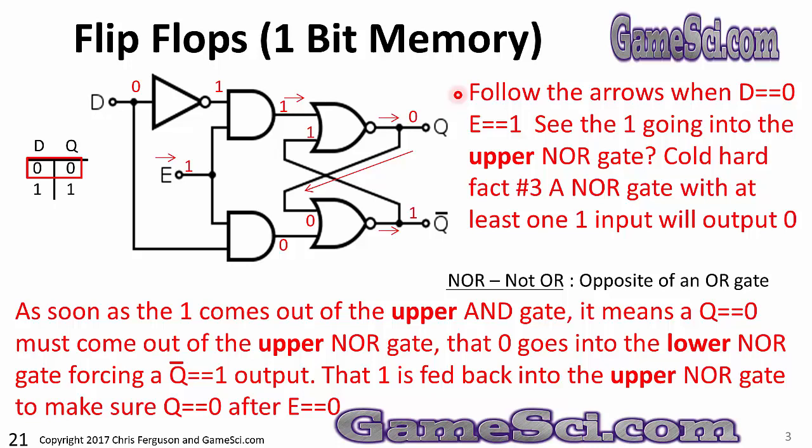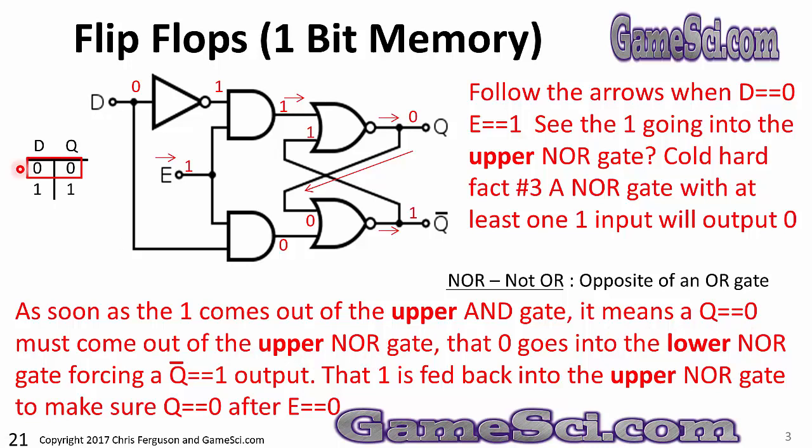Follow the arrows when D equals 0 and E equals 1. See the 1 going into the upper NOR gate? Cold hard fact number 3. A NOR gate with at least one 1 input will output a 0. With a 1 being fed into this NOR gate, it will guarantee that the NOR gate will output a 0. As soon as the 1 comes out of the upper AND gate, it means Q equals 0 must come out of the upper NOR gate.